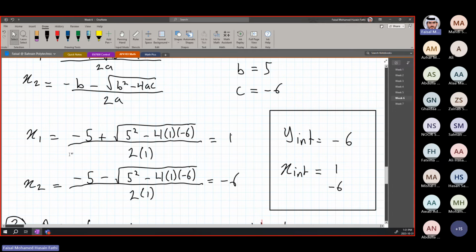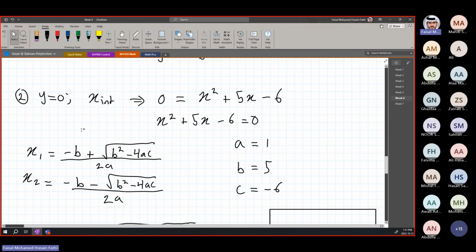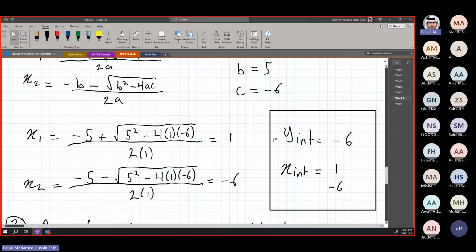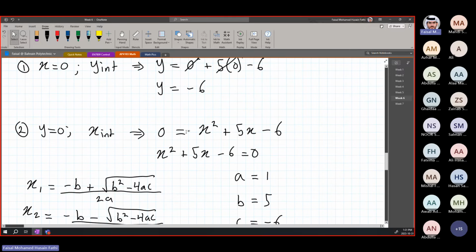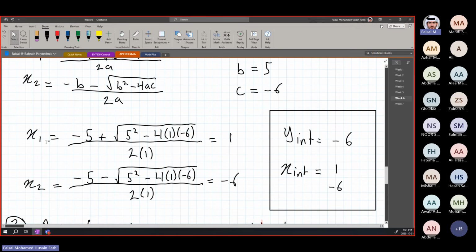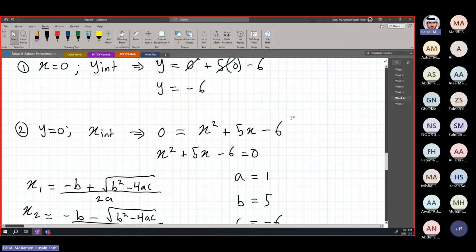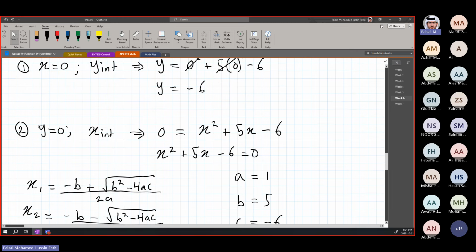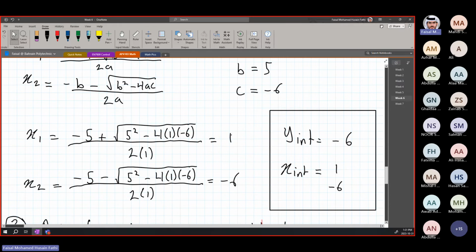If you plug x1 and x2 back into the equation, it will give us 0, because we found this by equating y equals 0. This is the solution of the quadratic equation when it's equal to 0. So when you plug x1 and x2 back into this equation, y will be equal to 0. And that's the point, because we want to find the x-intercept, which is when y is equal to 0. So we don't plug in x1 or x2.